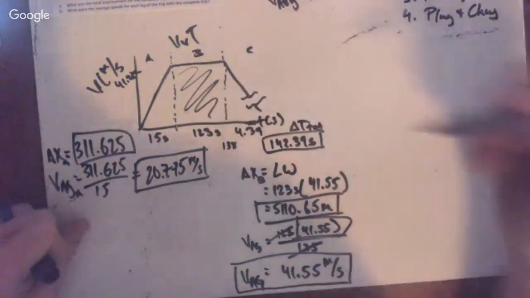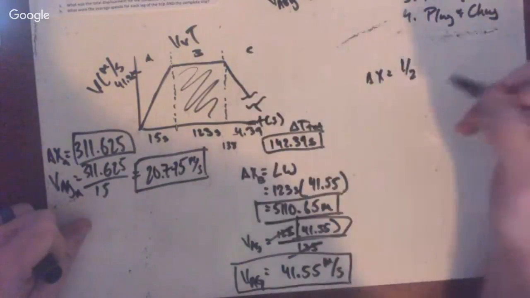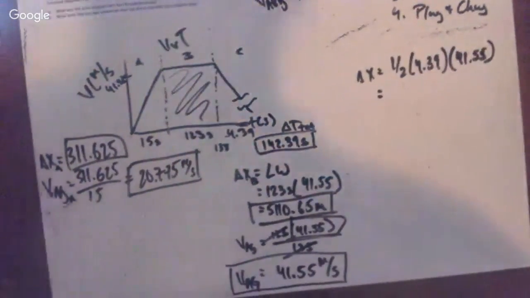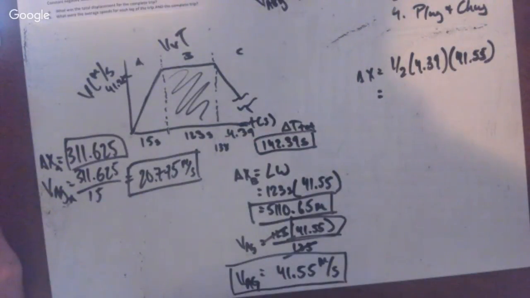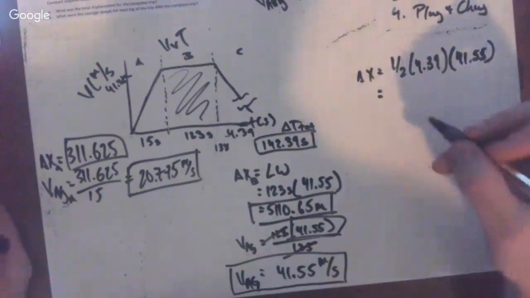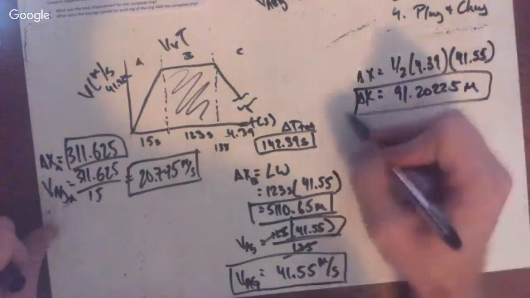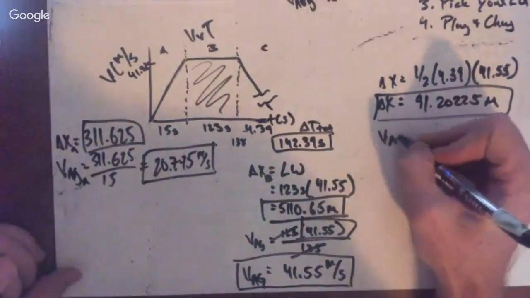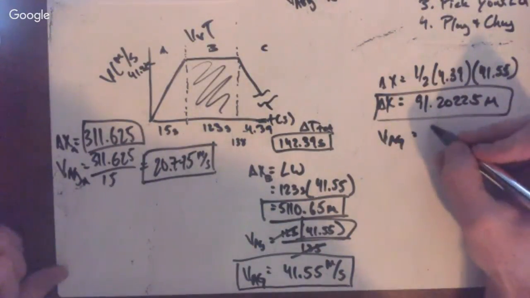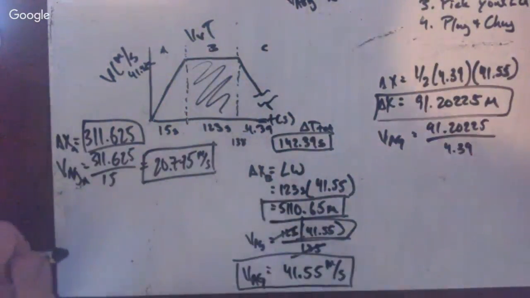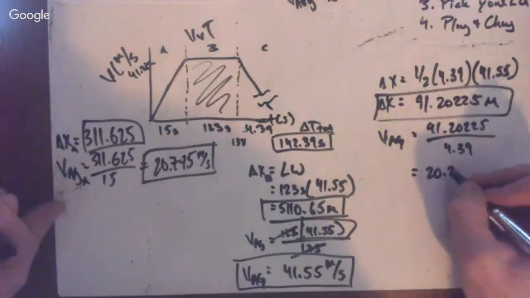Okay, for part C here, again, you can tell this is a triangle. So our delta x is going to be 1/2 the base of that triangle, which is 4.39, times the height of that triangle, which is our velocity, 41.55. So 0.5 times 4.39 times 41.55, or 91.20225 meters. Okay. And for the sake of consistency, we're going to calculate our average velocity there, which is going to be our delta x, 91.20225, divided by the time period, there we go, or again 20.775.